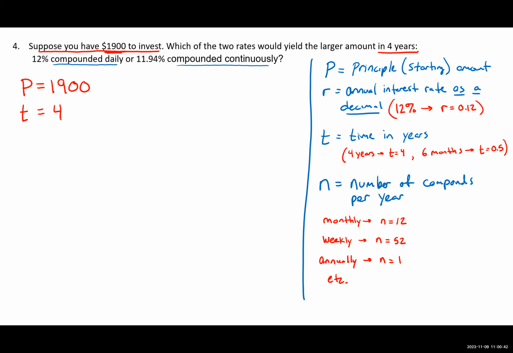Right, so we basically have 2 options here, option A and option B. In both cases, you're investing $1,900 for 4 years. Now you have 2 interest rates here. Option A, 12% compounded daily. So 12% would be 0.12. And then the other one is 11.94% compounded continuously. We have to talk about what continuously means. 0.1194 for the 11.94%.